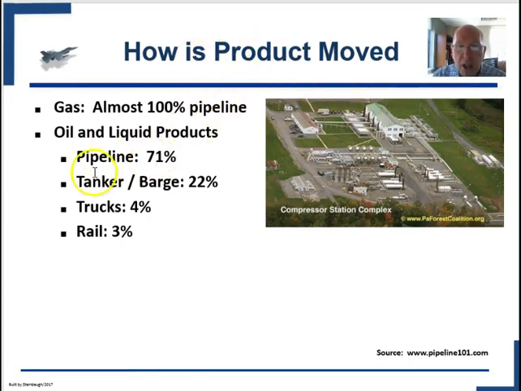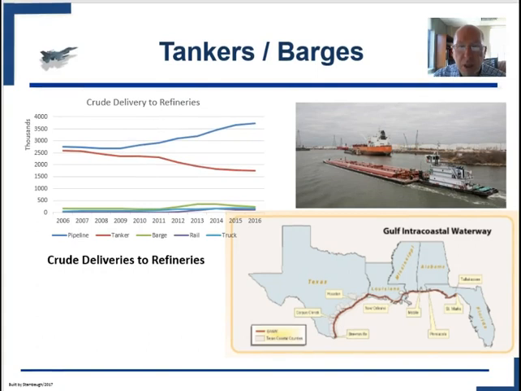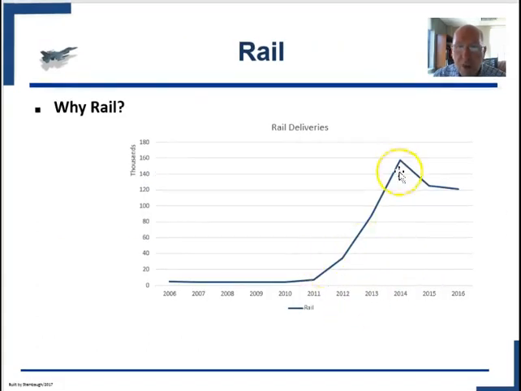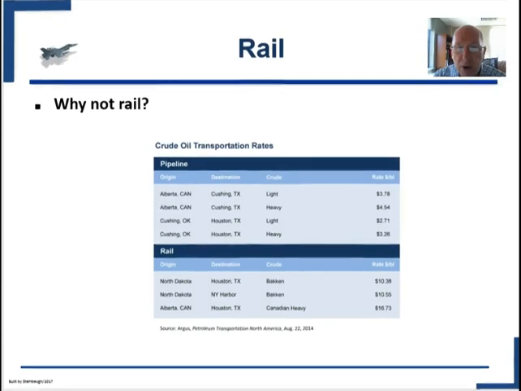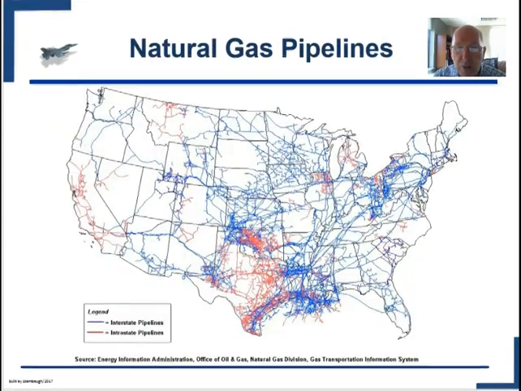Know that a lot of product is moved by pipeline, and when it comes to gas, virtually 100% is moved by pipeline. Also know why there was a spike in rail in these years. Make sure you're key on that, but also the disadvantages of rail.